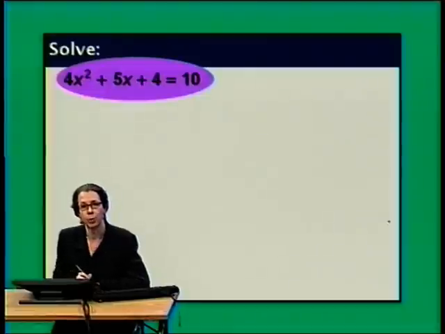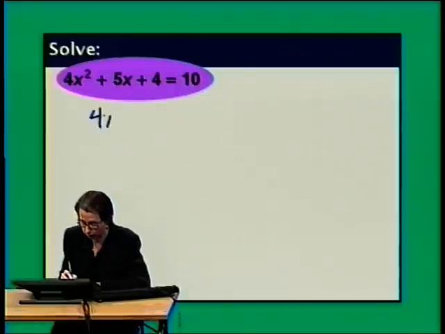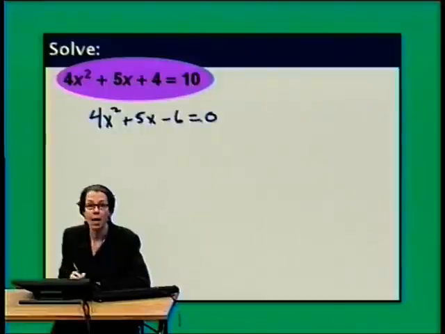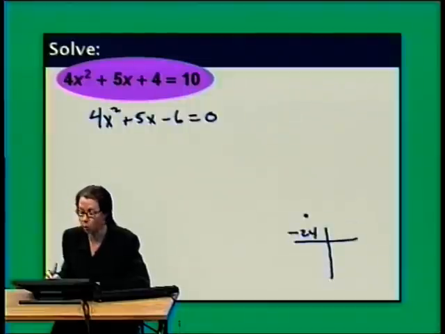One last example. Here, in order to solve this by factoring and using the zero product property, I have to have 0 on one side of the equation. So I'm going to start this by subtracting 10 from both sides of the equation. And now I want to see if I can factor the left-hand side. So I'm looking for integer factors of negative 24 that add to 5.